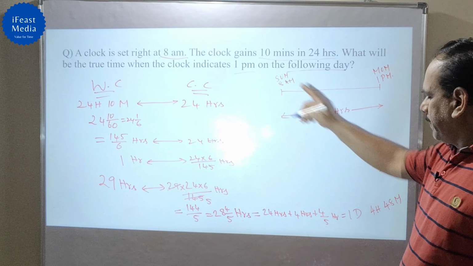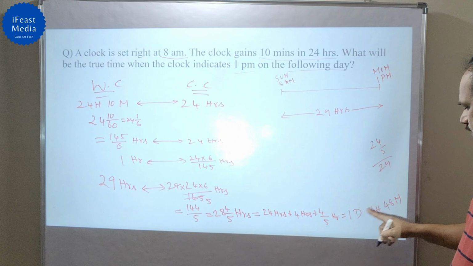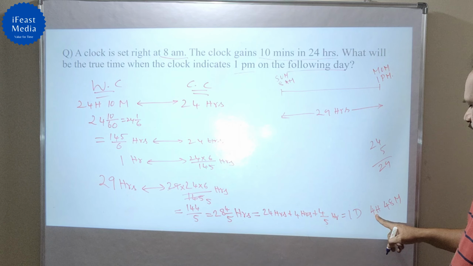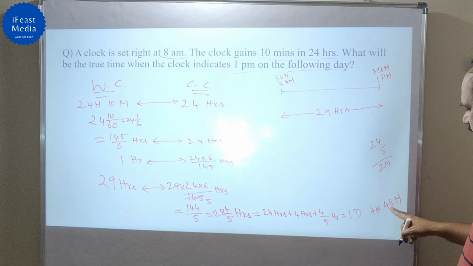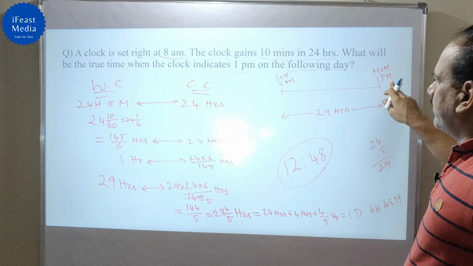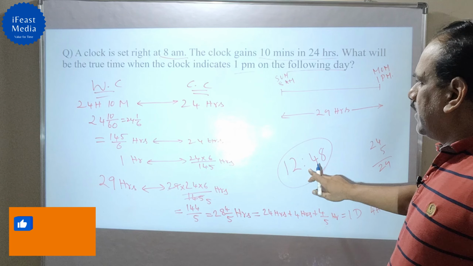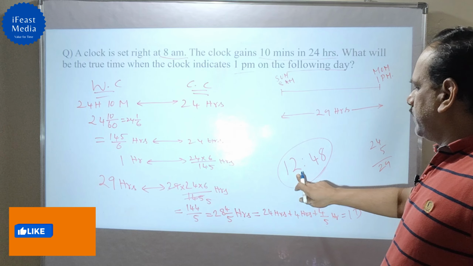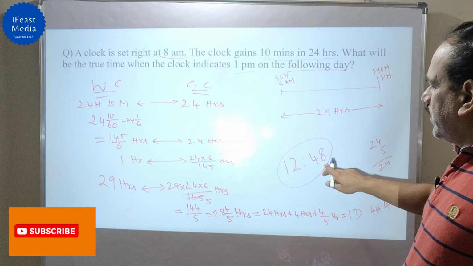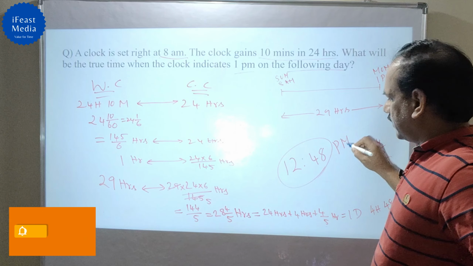from morning 8 a.m. it is next day morning 8 a.m., that is 1 day, plus 4 hours is 12 o'clock afternoon, 12:48. Right? When this clock indicates 1 p.m. on the following day, the correct clock indicates the correct time or true time will be 12:48 in the afternoon p.m.